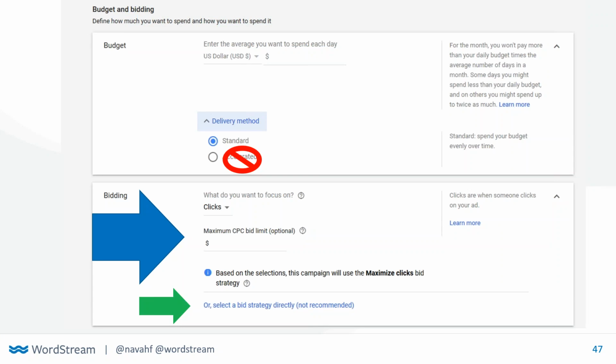So in the current Google Ads interface, it actually is very hard to opt into manual. It's actually under that green line, "select a bid strategy directly, not recommended." If you're going to be doing manual, that's where you're going to be going. I do recommend that you explore the different bidding strategies, but I also recommend that you're very conscious of what levers you've pulled if you started manual.